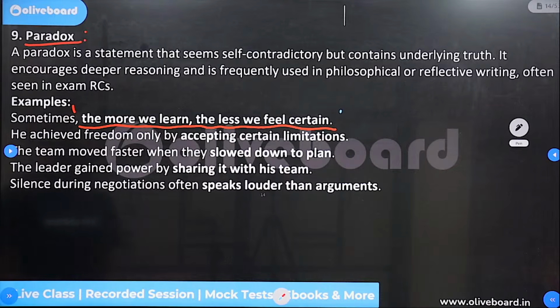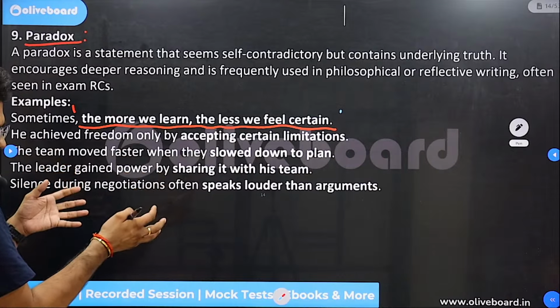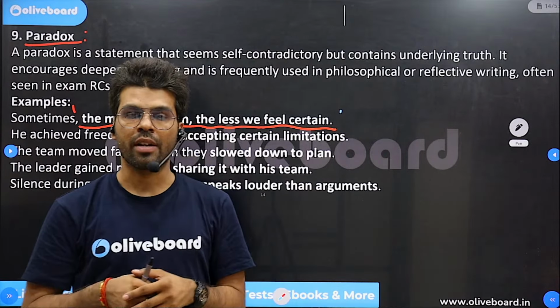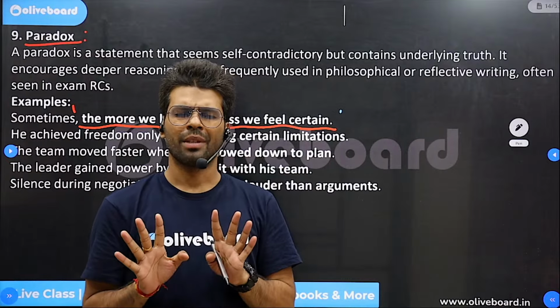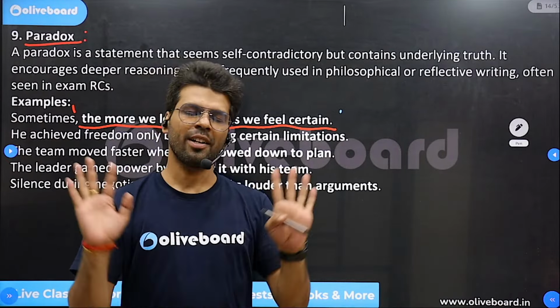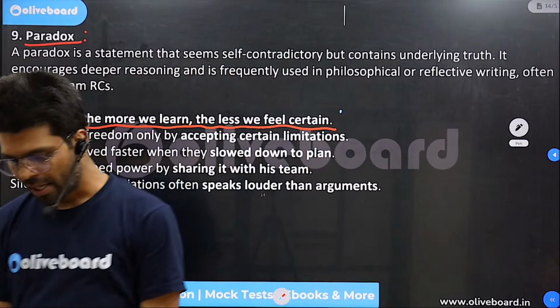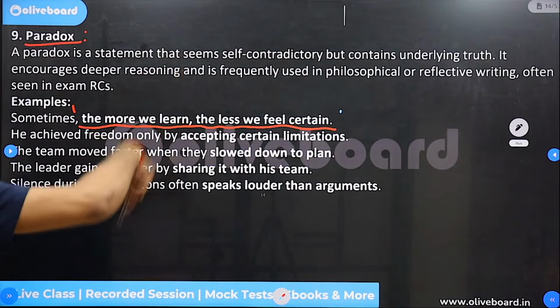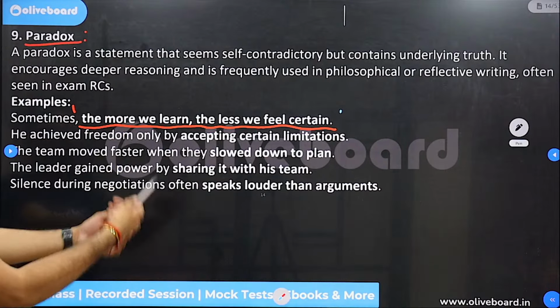Okay, feel this. Remember, humorously, all of us, when we were students, have said, Sir, the more we study, more confusion. No study, no confusion. Remember the same paradox. Sometimes the more we learn, the less we feel certain.